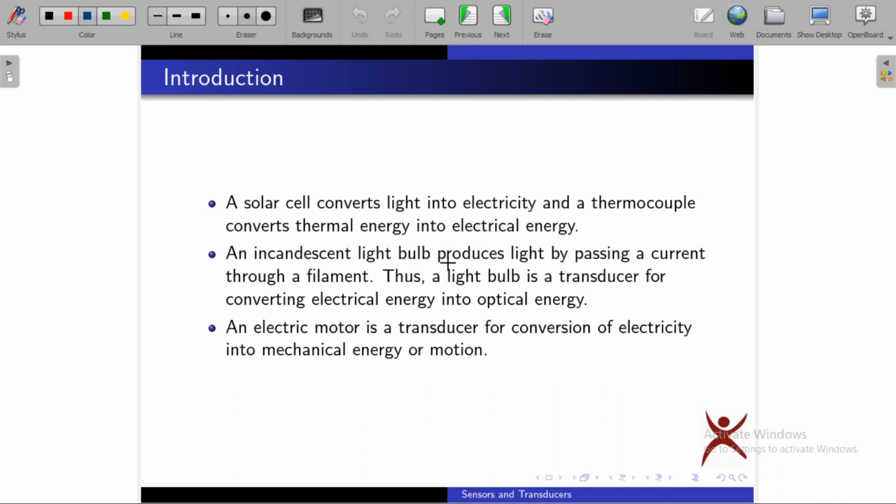An incandescent light bulb is also a transducer. It converts electrical energy into light energy, electrical energy into optical energy. A light bulb is a transducer for converting electrical energy into optical energy or light energy. Of course, it also produces heat. It converts electrical energy into heat energy. You can also say like this.